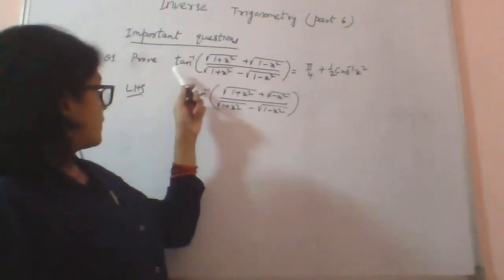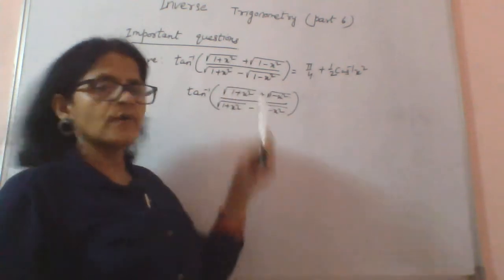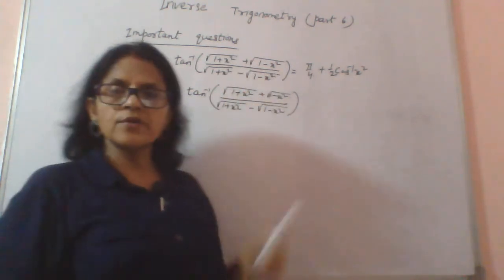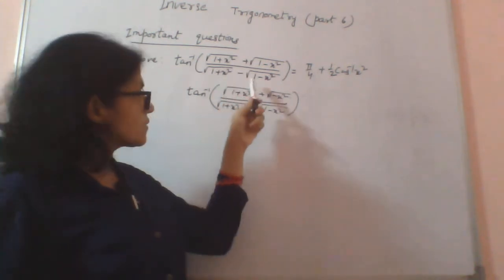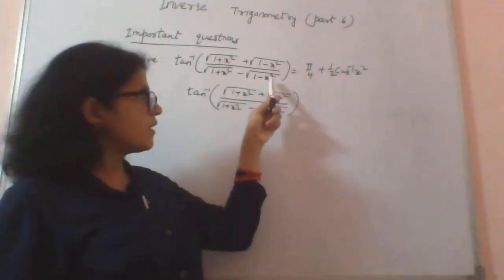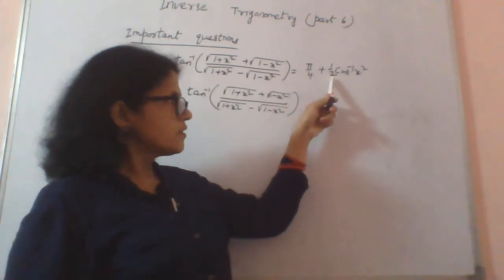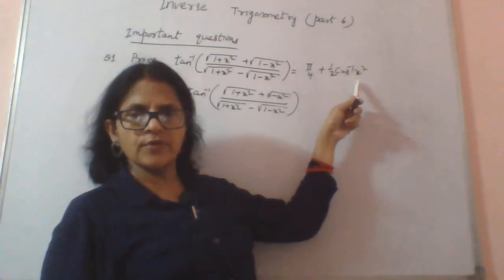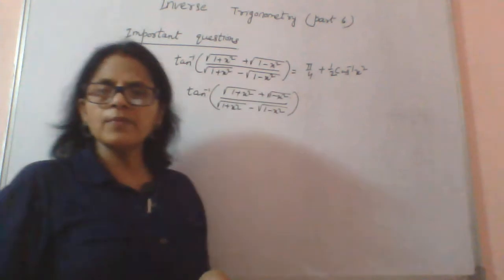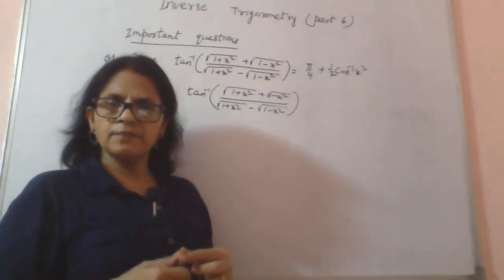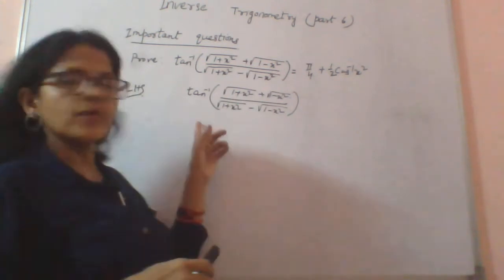We start with the first question: prove that tan inverse of (under root 1 plus x square plus under root 1 minus x square) by (under root 1 plus x square minus under root 1 minus x square) is equal to pi by 4 plus half of cos inverse x square. To start with the LHS: if you remember, in my previous video we took a similar question, but in place of x square we had x.